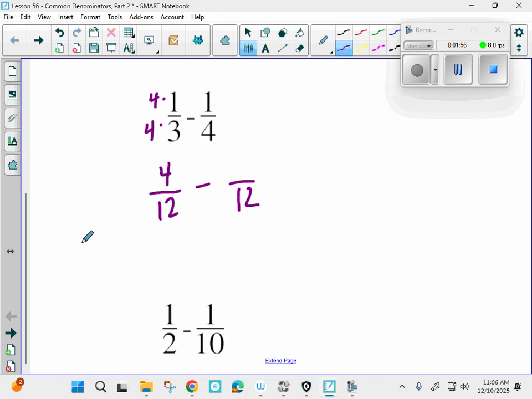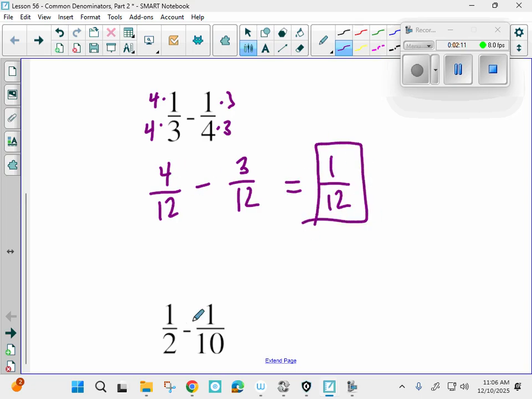All right, on the second fraction, Brooks, what should I multiply this guy by to get 12? 3. Multiply by 3 over 3. So 1 times 3 is 3. Now, don't forget you're subtracting here. We only subtract the numerator. 4 minus 3 is 1, and we keep our common denominator of 12.